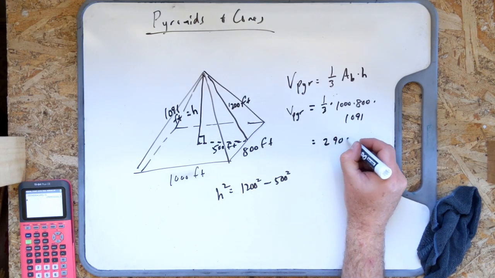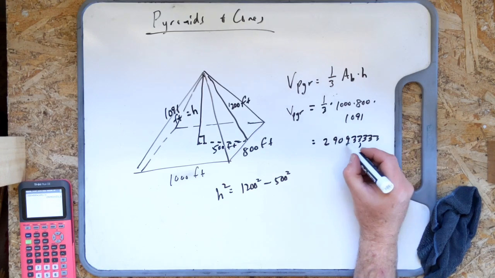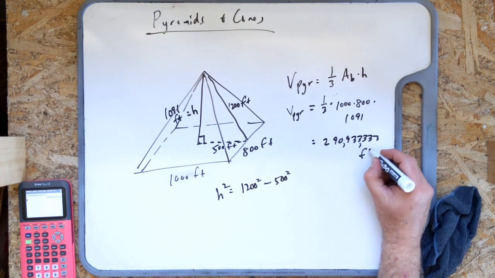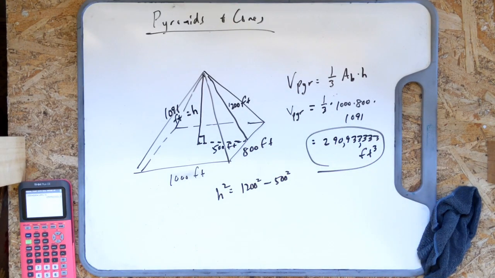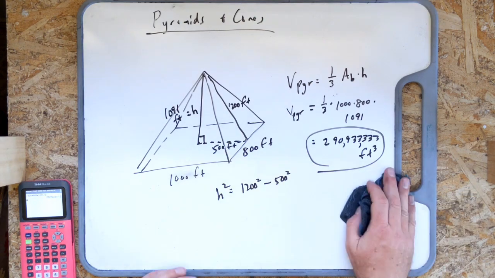Which gives 290,933,333. Let's put the right decimal places in there. Yep, 290 million feet cubed. There we go. Can fit a lot of dead old Egyptians in that. All right, we're going to move on to spheres now.